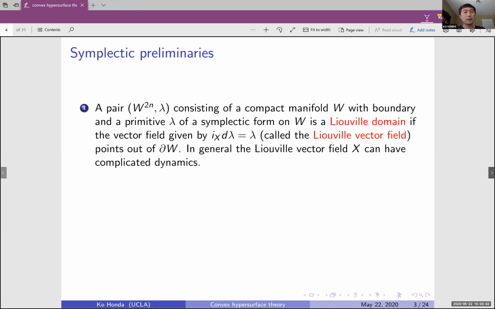A pair consisting of a compact manifold W of dimension 2n with boundary and a primitive λ of a symplectic form on W is said to be a Liouville domain if the vector field X defined by X contracted into dλ equals λ, called the Liouville vector field, points out of the boundary of W. In general, the Liouville vector field can have pretty complicated dynamics. So suppose you have something like this, and the Liouville vector field points out of the boundary.